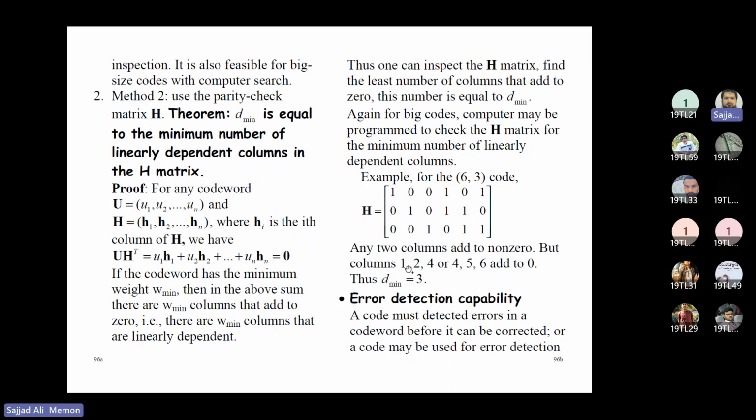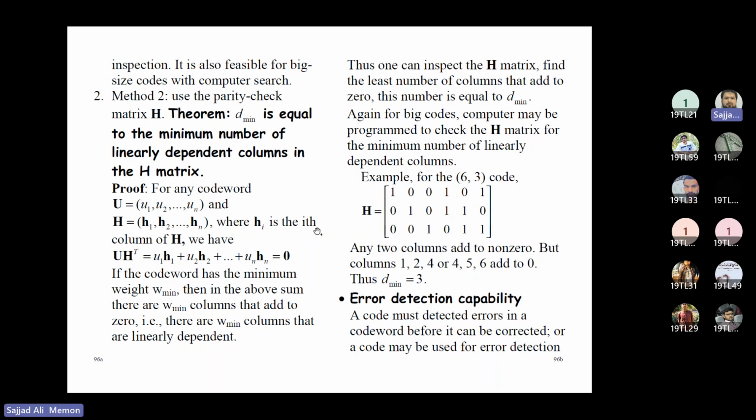But columns 1 to 4, when you add, that is 1, 0, 1, 1, 1, 0, 0, and this also gives 0. So that turns out 0. That means the D minimum will be equal to 3. Similarly, when we add 4, 5, 6, they also add to 0. So the D minimum is 3, which we can determine from the parity check matrix H.